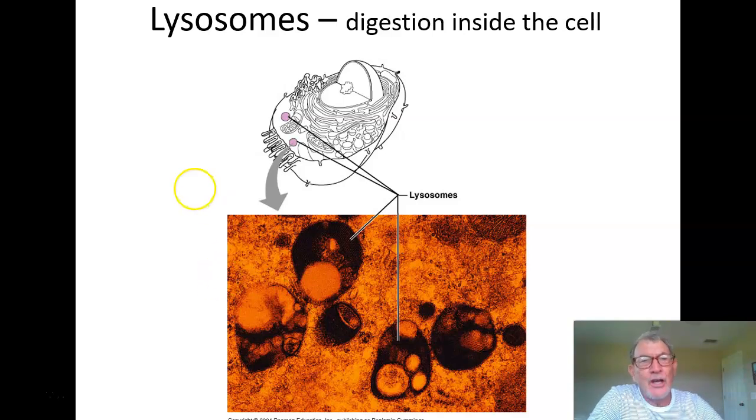Lysosomes are your digestive system. They have enzymes inside that allow them to take in food particles from the outside, digest them for you, and then release the products that the cell needs to do its job. Digestion.